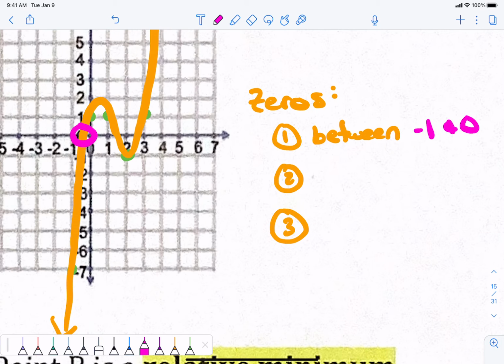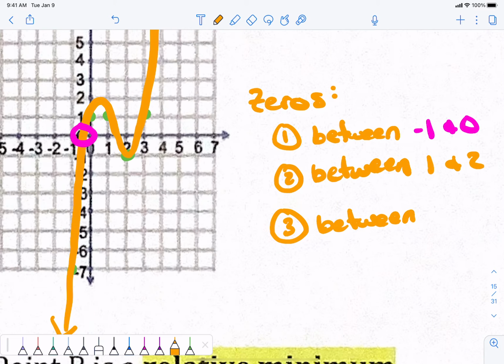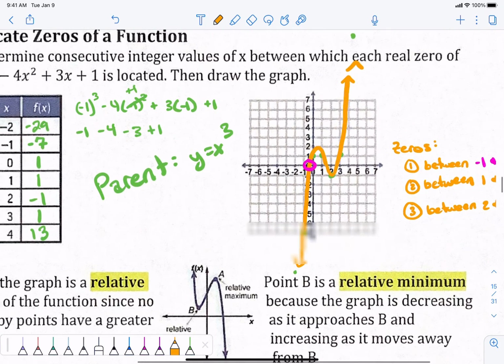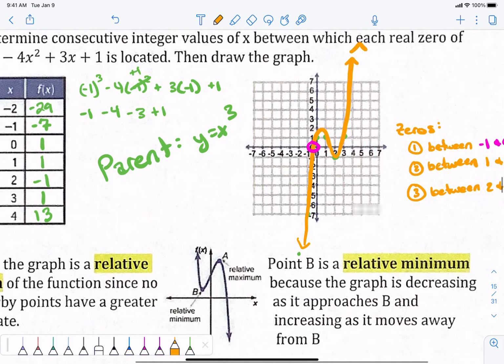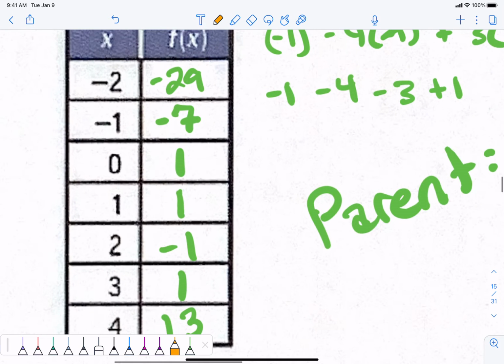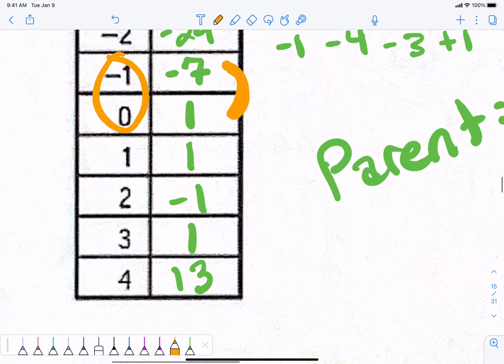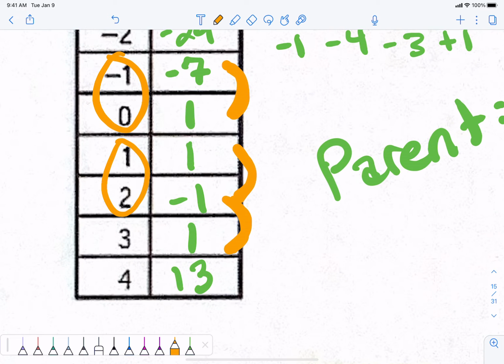Now, does that mean it's at exactly negative half? No. The next one is between 1 and 2. And then the last one is between 2 and 3. Those are my zeros, and you can see that on the chart here. So my first zero, where it switches from negative to positive, is between 0 and 1, right? Then it switches from negative to positive again between 1 and 2, and again between 2 and 3.